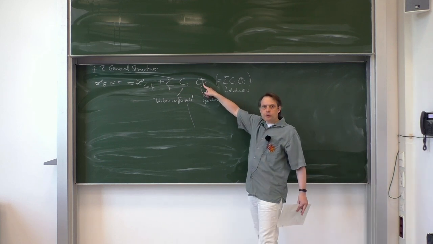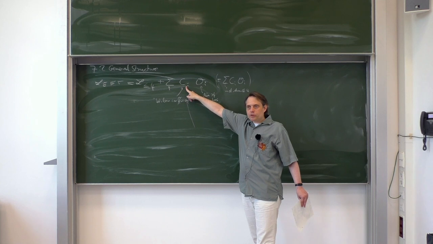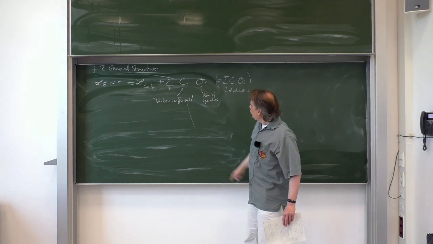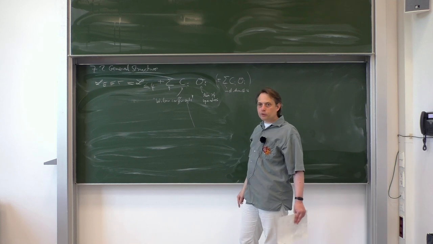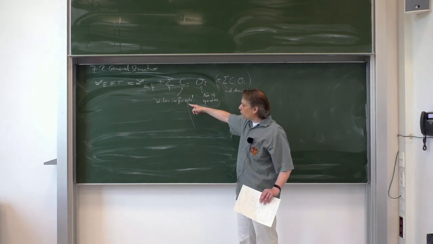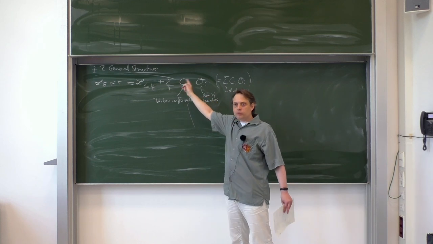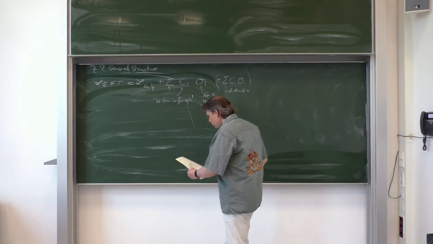So these higher dimensional operators must be multiplied with coefficients which have a unit 1 over mass to some power in order for the Lagrangian to be dimension 4, as it has to be. Therefore, these Wilson coefficients have inverse mass units, and so it is sometimes useful, and very often done in fact, to separate out this unit of mass by multiplying with a prefactor.